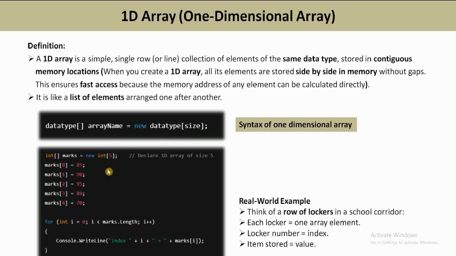So here is the example of the integer type. First we declare the integer type array and we set the size here as 5, and then we add 5 values, 5 elements, into the integer array.